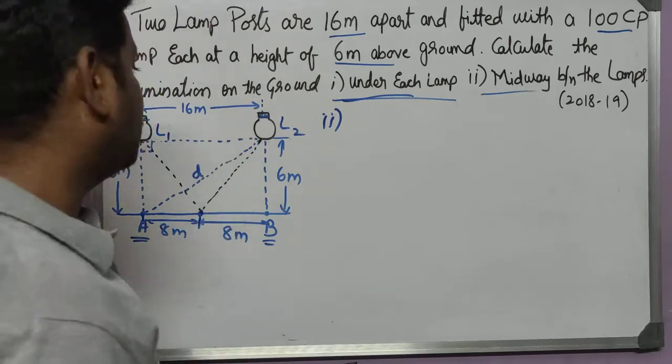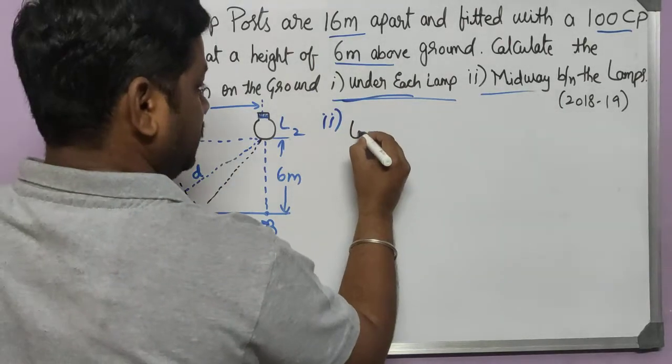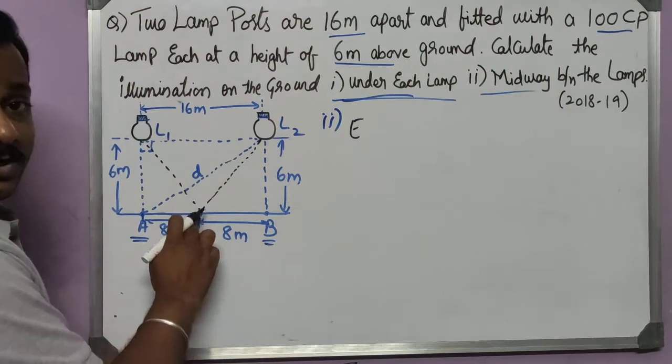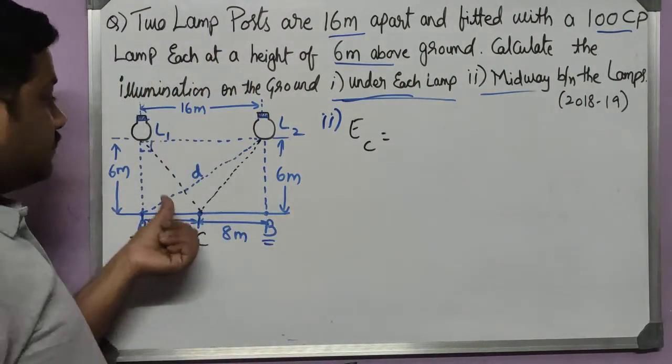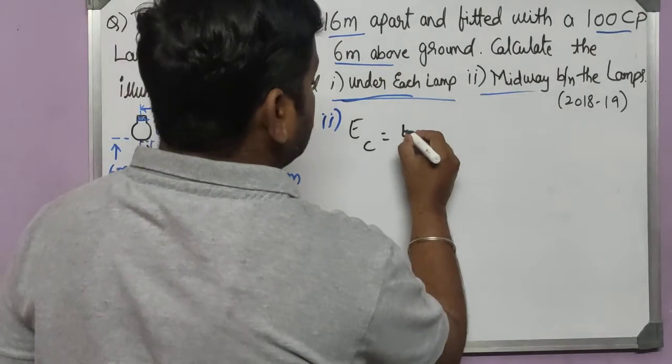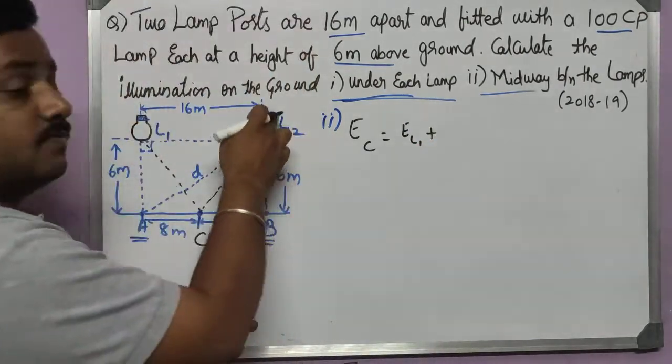First let me write the formula and tell you. Say the illumination at point C, let me take this as point C. EC can be given as illumination because of lamp 1, EL1, plus illumination because of lamp 2.